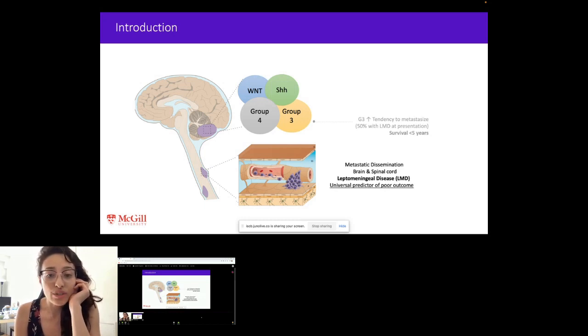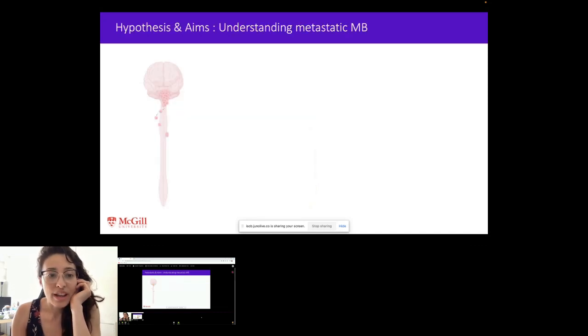And as I said, the survival rate is very low, less than 5 years, and there has not been a real substantial improvement in the treatment. So we need to better understand how metastasis develops in medulloblastoma. One of the most interesting things is that metastasis in general is poorly understood, and even more so in the context of leptomeningeal disease, because it's very difficult to find samples.